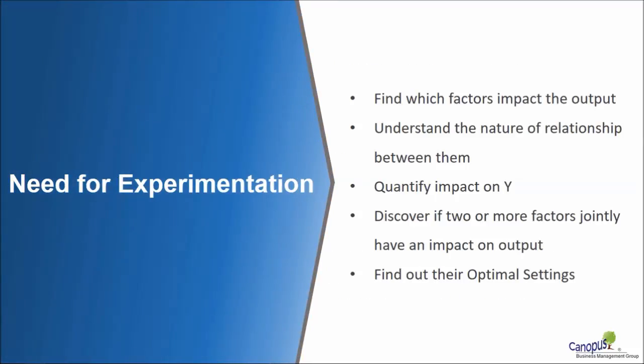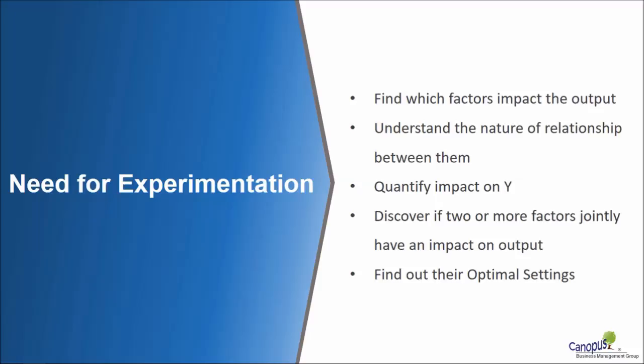If we step back for a minute from this example, experimentation arises for various reasons. Firstly, we may want to do experiments to find out which factors impact the output. If we know what factors impact the output, then we may want to understand the nature of relationship between them, that is the X and the Y. If we know that, we may also want to quantify the impact on Y.